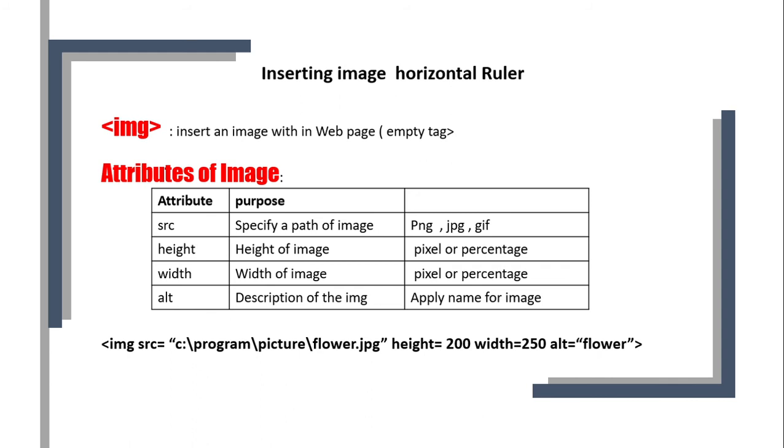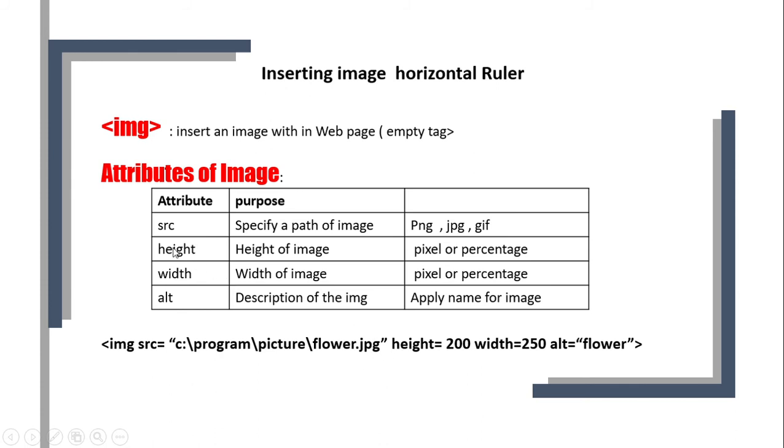Like this, whenever we want to find the perfect picture in a web page, we have to give the path. Whenever we want to specify that path, we use the src attribute with the image tag. I give one example here: c colon program picture flower.jpg. This is your file name and jpg is your extension.